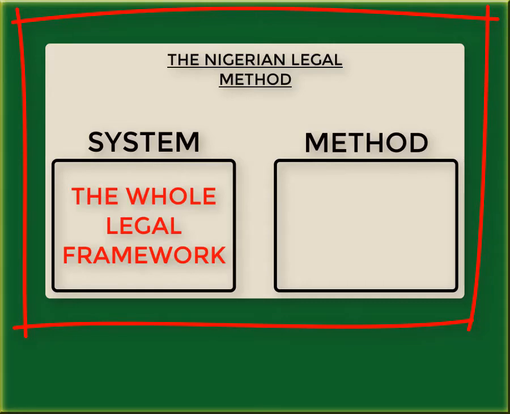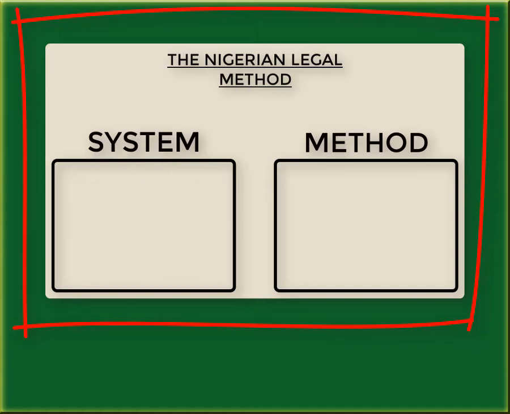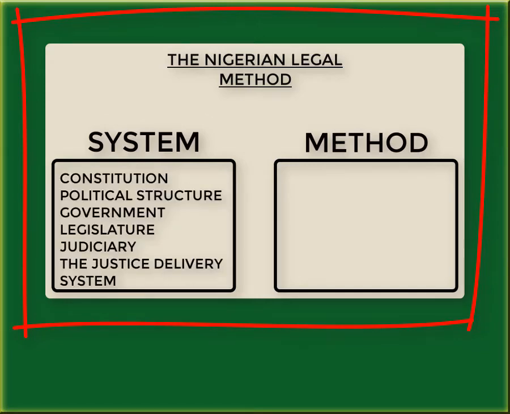The legal system is the totality of the law, legal rules, and the legal machinery, the whole entire system. The term covers a lot. It covers the constitution, political structure, government, legislature, judiciary, and the justice delivery system.